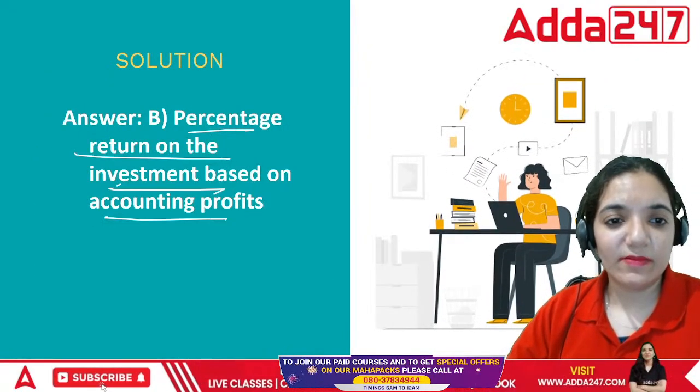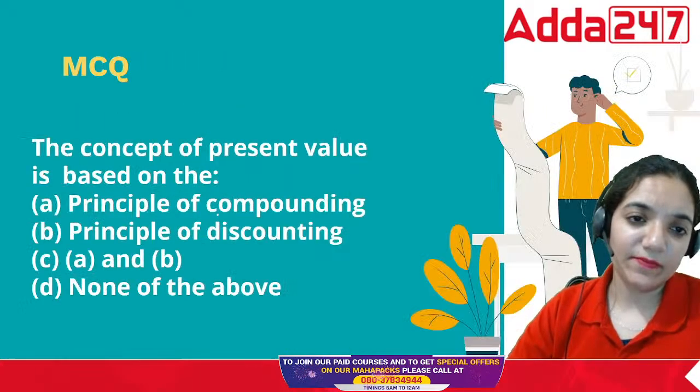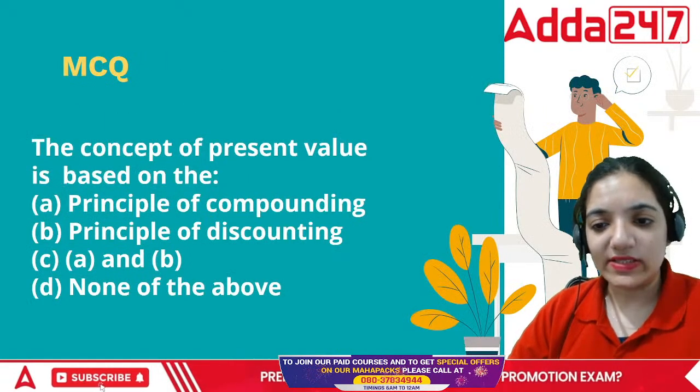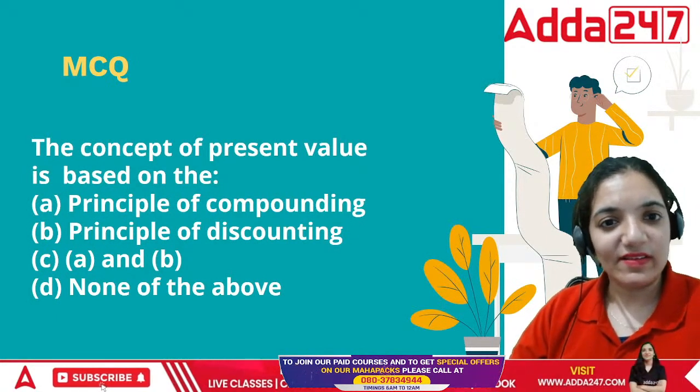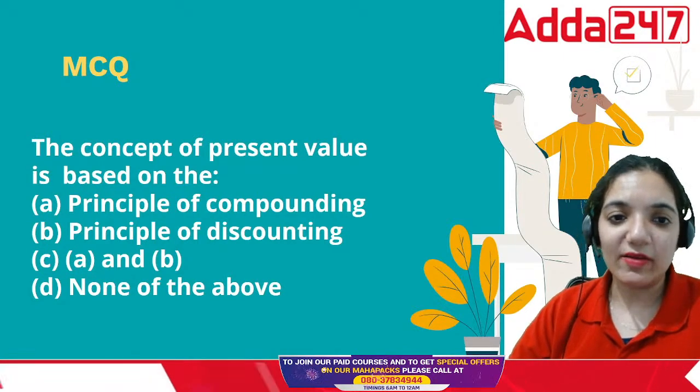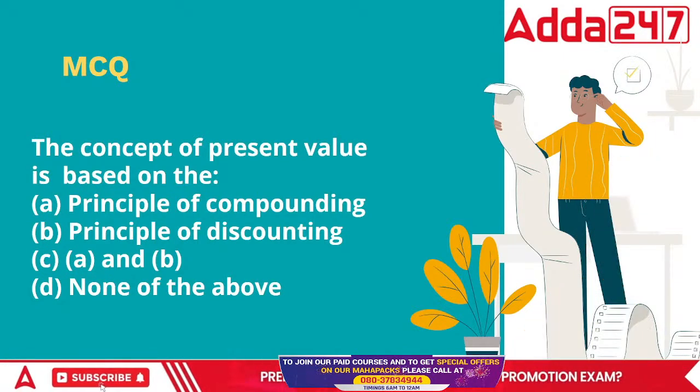Okay? Next question. The concept of present value is based upon the principle of compounding, principle of discounting, both A and B, or none of the above. What would be the answer in this case, everyone?